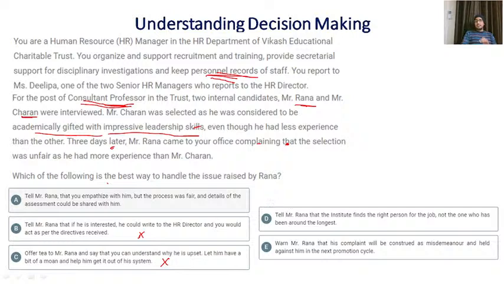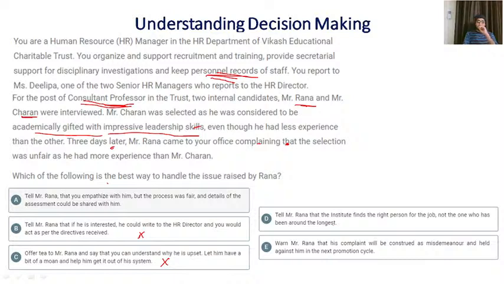Option number D says, tell Mr. Rana that the institute finds the right person for the job and not the one who has been around the longest. Okay. Looks decent. Of course, it looks decent because I've told him that, although you have higher work experience, that is not what the position is for, right? And hence the institute has to find a person who is a right fit for the job. Let's see what is right about this option or what is wrong.